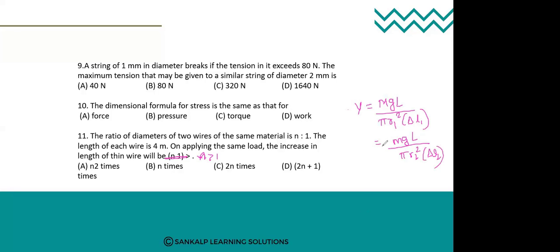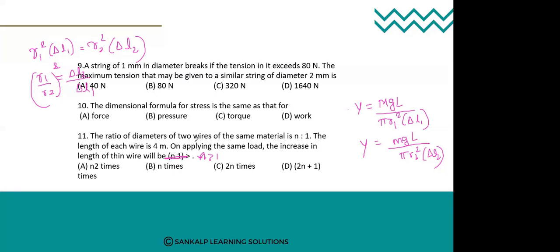This is for the first one, and this is for the second one. We can equate these two equations so that the same terms get cancelled. Then we have R1 square into delta L1 equal to R2 square into delta L2. Therefore delta L2 divided by delta L1 is equal to R1 by R2 whole square.